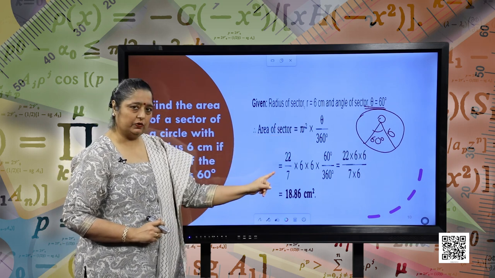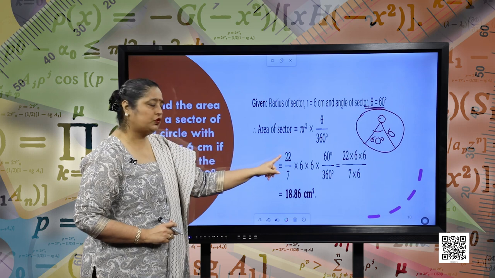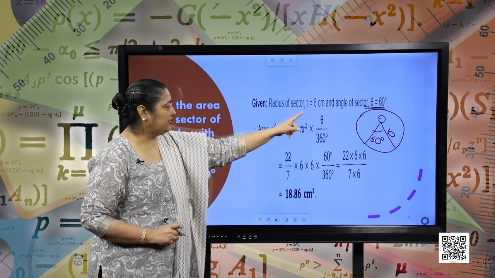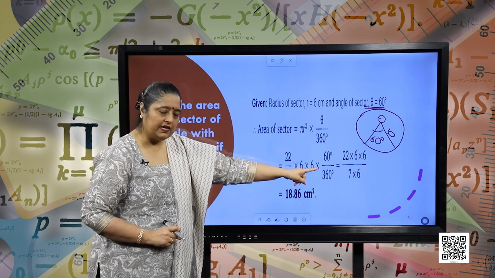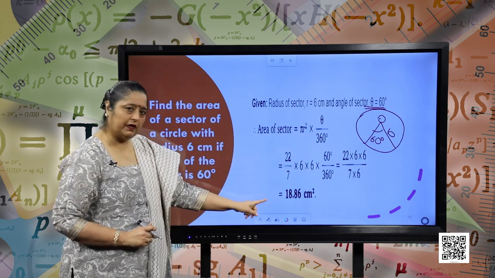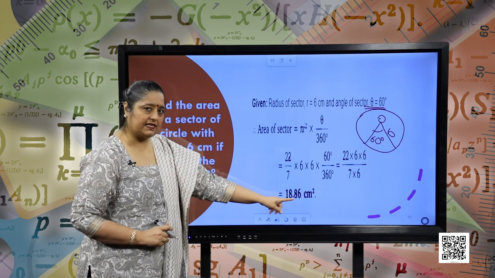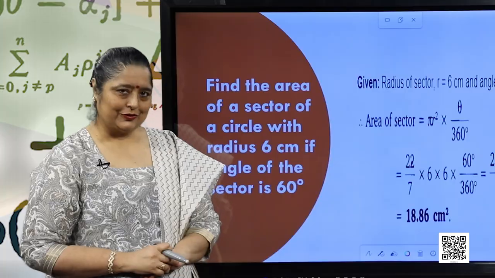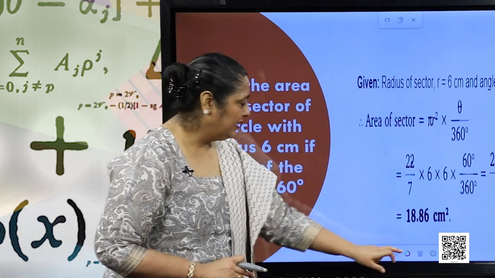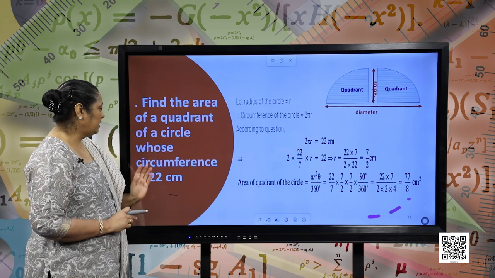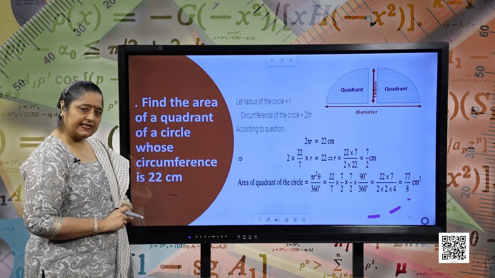Substituting all the values, we have pi as 22/7, radius as 6, and theta as 60 degrees. Substituting and calculating further, we have the value as 18.86 centimeter square. So, I hope this question is clear. Let us move forward. Find the area of the quadrant of a circle whose circumference is 22 centimeter.